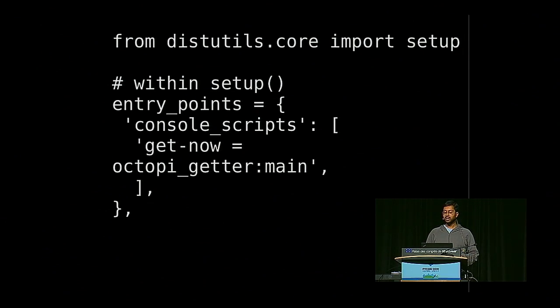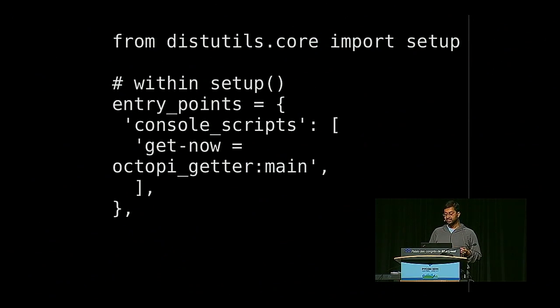This is a really interestingly complex line. There's a key on the outside. There's a key on the inside, console_scripts. And then there's a key-value pair stored inside a string. But that's just how it is, so that's just how you have to do it.